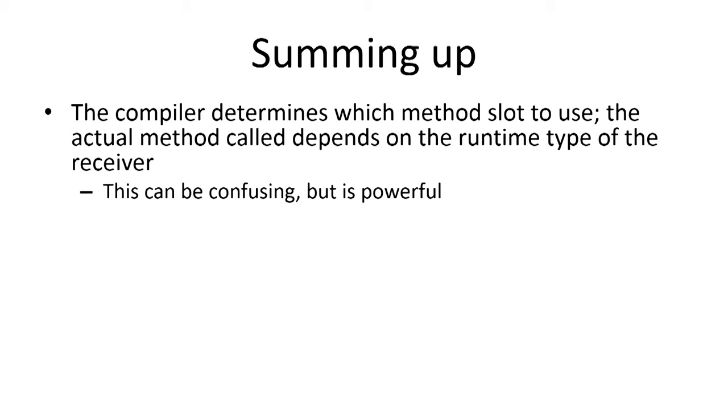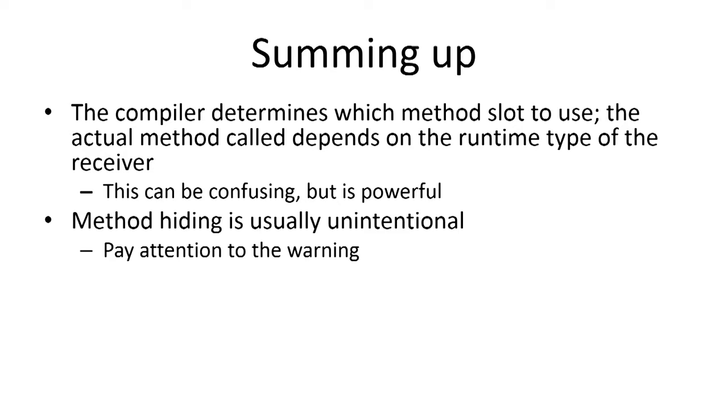This can be confusing, but it is a very powerful technique. Method hiding is usually unintentional. If you don't say new or override, then the compiler automatically picks new, which seems like it's maybe the wrong thing to do, but it's the safer thing to do. It's saying, oh, you know what? I'm not going to change the contents of this slot over here. You probably intended to make a new method. Let's just go with that. But that's why it gives you a warning saying you really should add new or override.